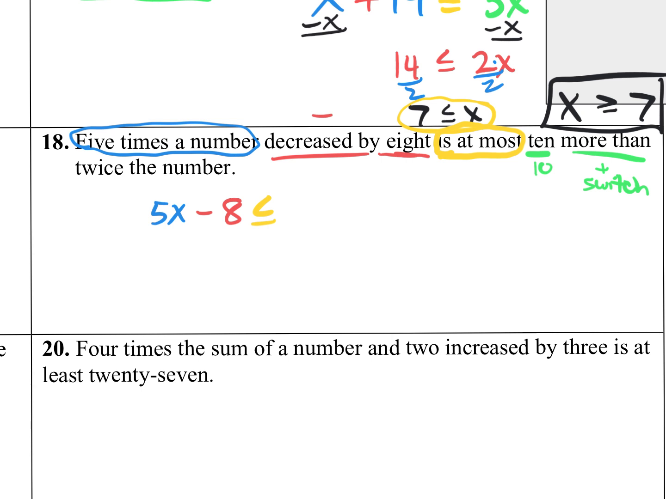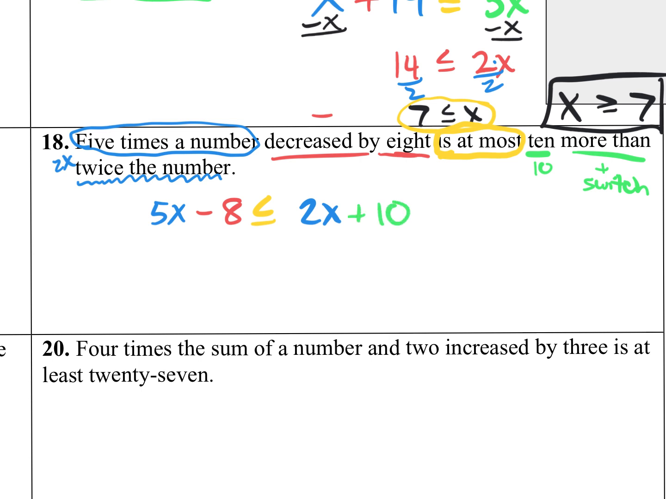So you're not going to put 10 plus twice the number. Twice the number is 2x. So you're not going to put 10 plus 2x. You're actually going to put 2x plus 10. Once again, twice the number, that's simply 2x. So instead of writing 10 plus 2x, we're going to put 2x plus 10 because more than implies a switch in order. So that will be 2x plus 10.